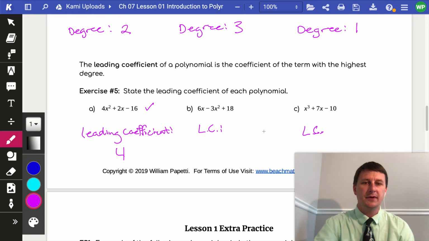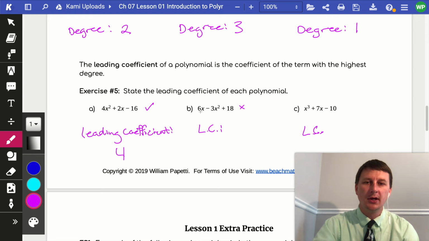But our leading coefficient for our next one, though, is going to be, wait. It is not in standard form. So we want to rewrite this in standard form first. So our highest exponent is the 2 right here, which has a negative 3 as the coefficient. So we lead off with a negative 3x squared. And then we put the plus 6x and then the plus 18.